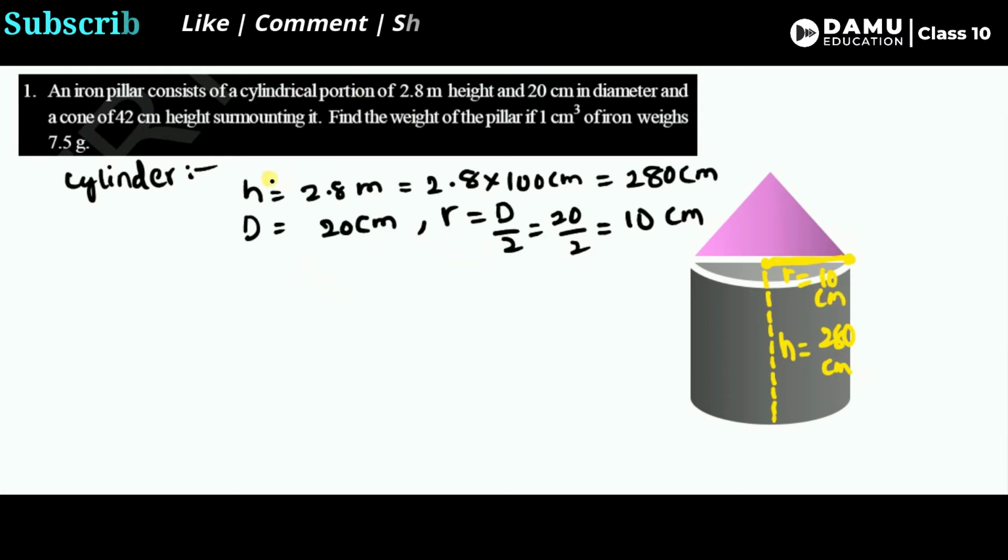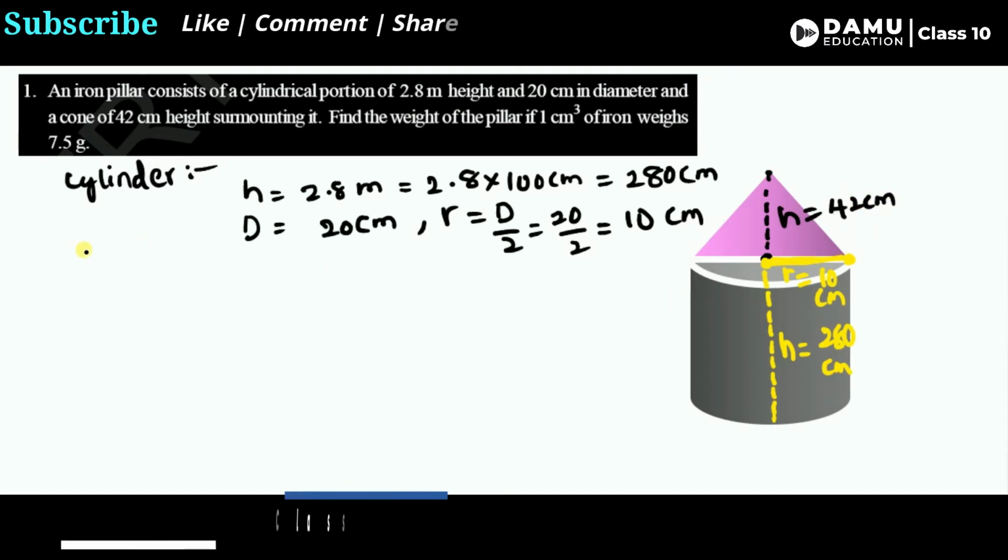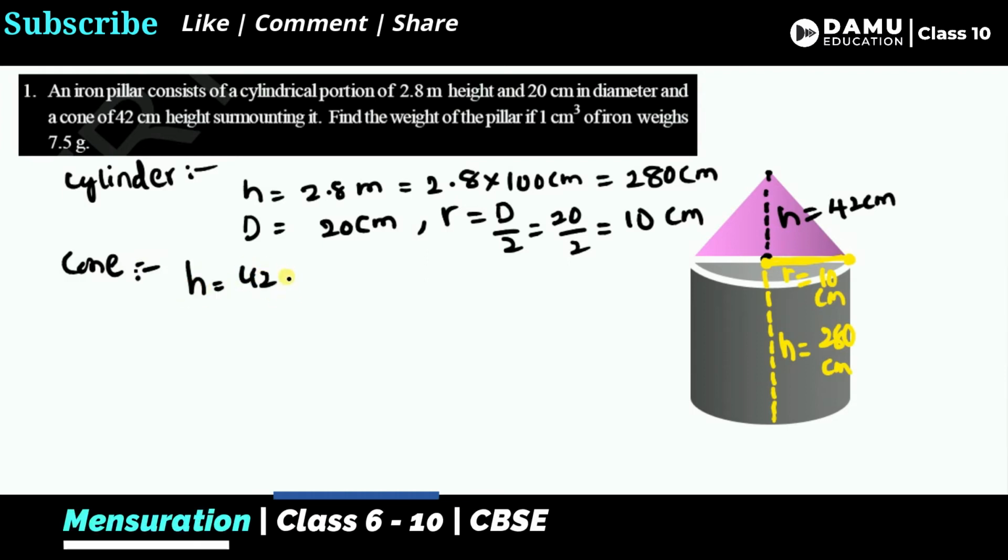Then again, a cone they are given. So the cone height they are given, from here to this point. So height of the cone will be equal to 42 centimeters. So these are the values. Then radius, as usual, will be equal to 10 centimeters, so diameter will be 20 for the cone also. So like this we need to find the weight of the pillar.